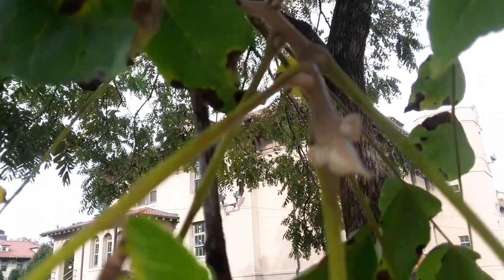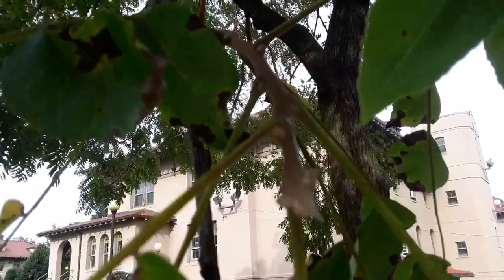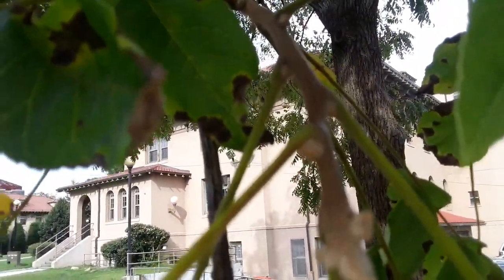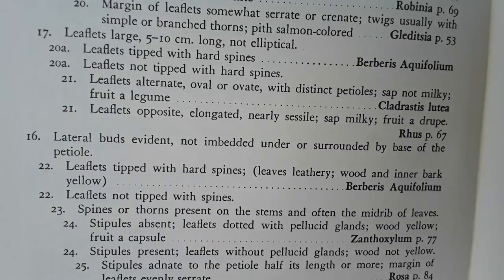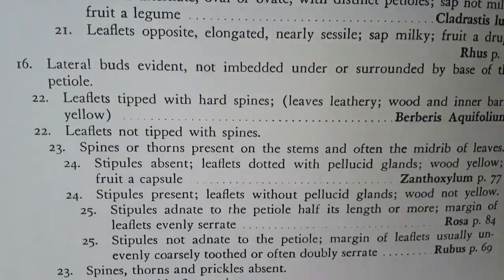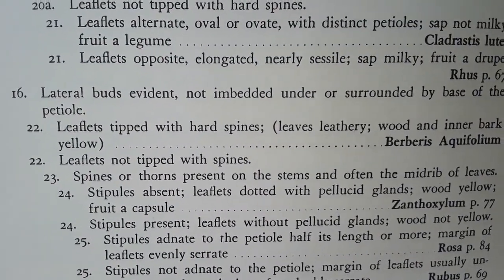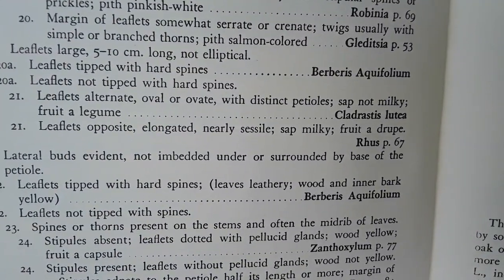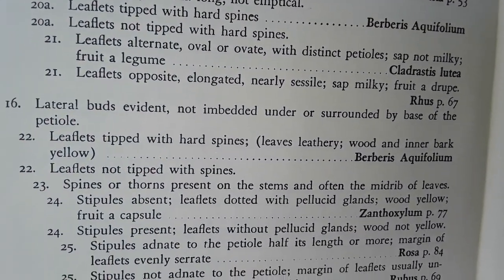And they are not, as you can see. Here you can see the buds. Alright, if I can get it in focus. Alright, anyway. So you have lateral buds hidden? No. Let's go to the next 16. Lateral buds evident, not embedded under or surrounded by the base of the petiole. That's correct.